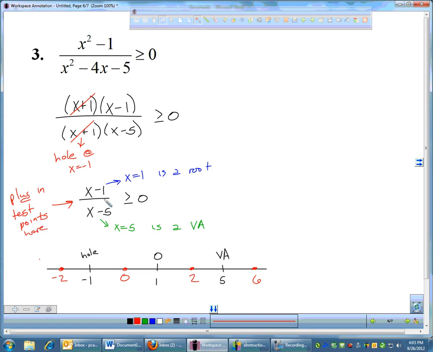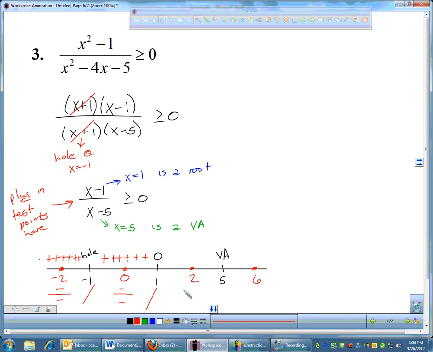If I plug in negative 2, negative 2 minus 1 is negative, divided by negative 2 minus 5, which is negative, and negative divided by negative is positive. Then I'll plug in 0. 0 minus 1 is negative. 0 minus 5 is negative. And a negative divided by negative is positive. So here it didn't change signs. Usually on your sign chart, things will change signs, but sometimes it doesn't happen.